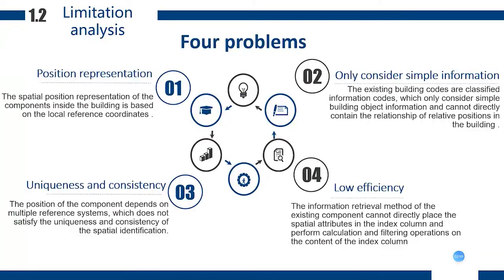Next is that the existing building codes only consider simple building object information and cannot directly contain the relationship or relative positions in the building, and then that's not unique and consistent. The last is that it's not efficient. Okay, let's look at the second part.